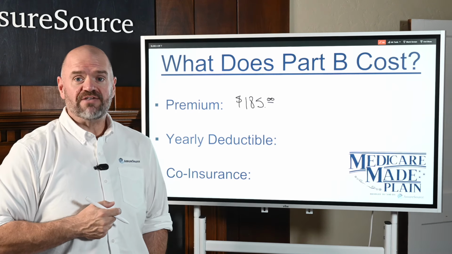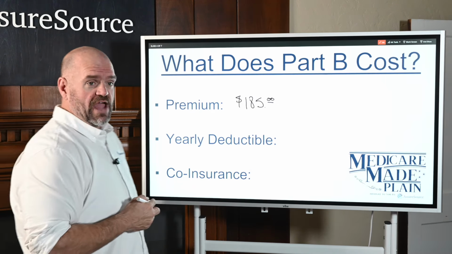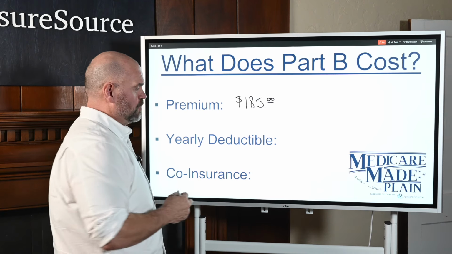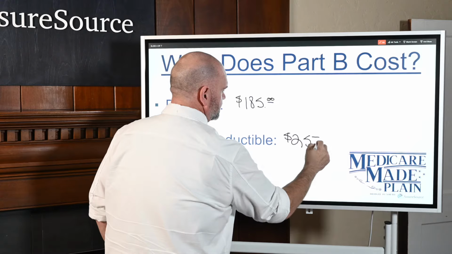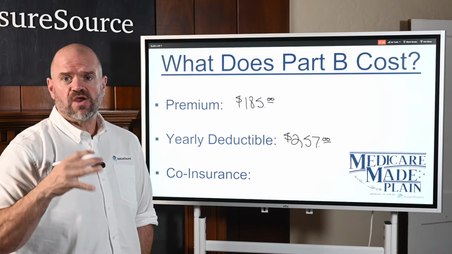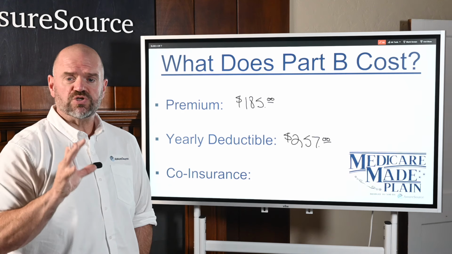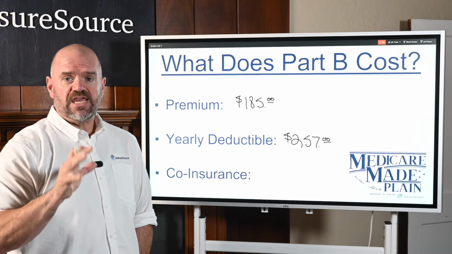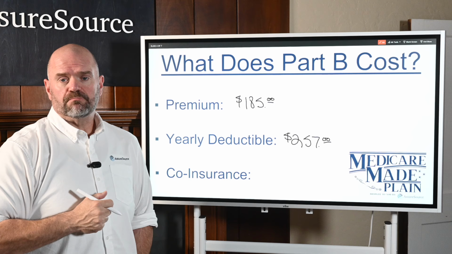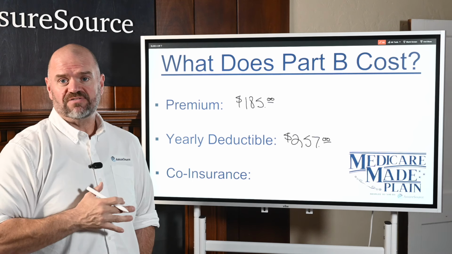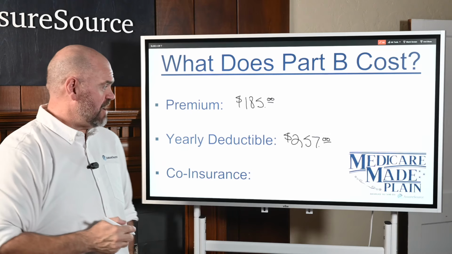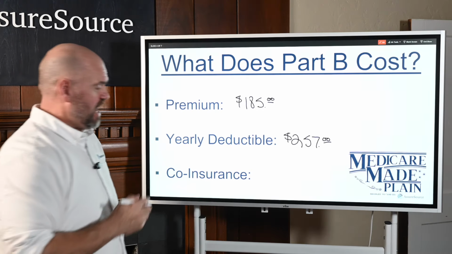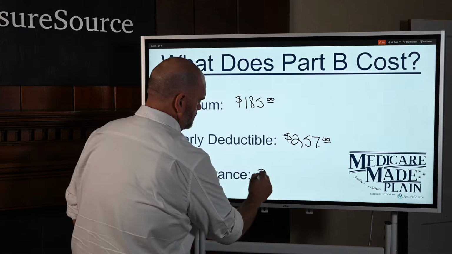As far as what you pay for care, every year you'll have a deductible. The deductible for 2025 is $257. So the first time you go to the doctor, you have a test run, anything like that, you're going to pay the first $257 each year. It goes up a little bit every year, but for 2025, it is that $257. Okay? Once you pay that $257, Medicare then pays 80% and you pay 20%.